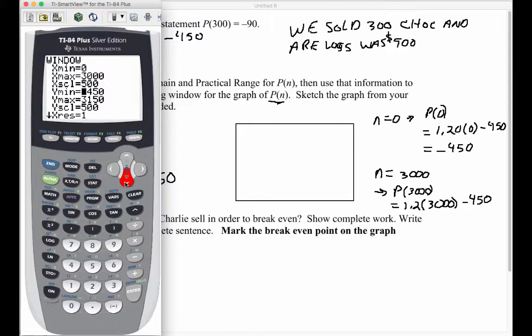And then my y min, well, that's the negative 450 is the worst profit we can possibly make, right? So that's negative 450. And then our y max would be 3,150. That's the most profit we can make in a week. And our y scale, again, I'm going to make that 500 just so I don't have a busy y-axis. Okay, now press graph, and you should get the following. Now, if you happen to be working on an iPhone, press graph, and then your window settings can be adjusted in the graph, or you can do it before you press graph. Okay.